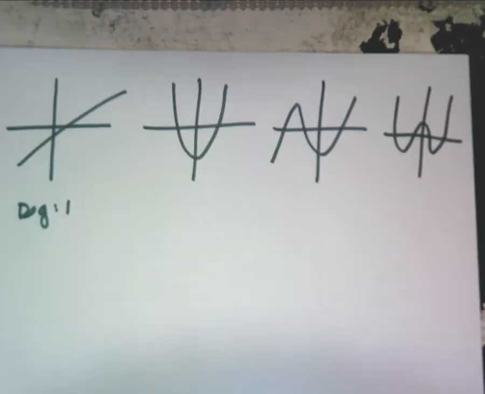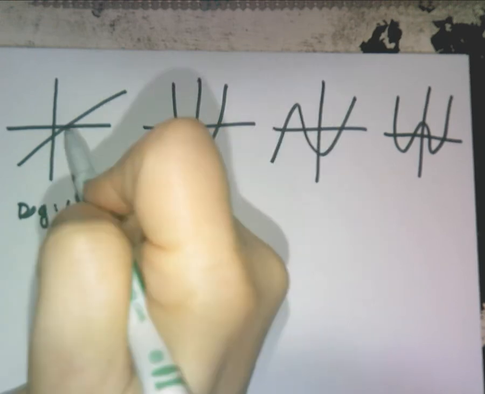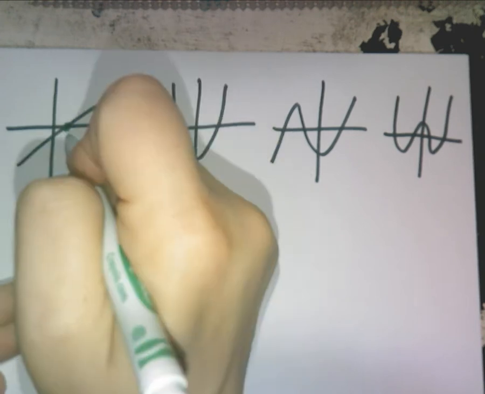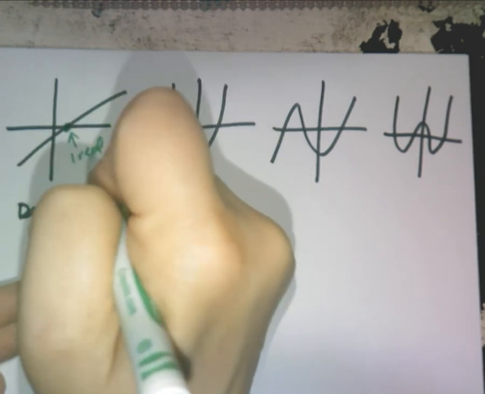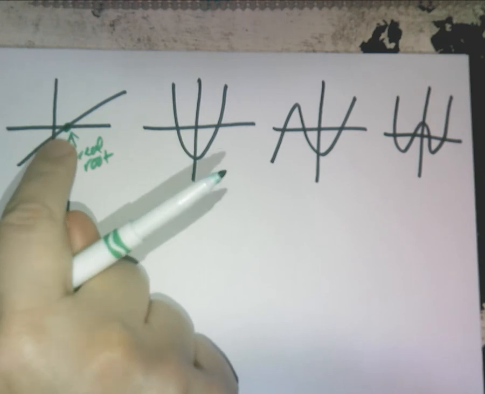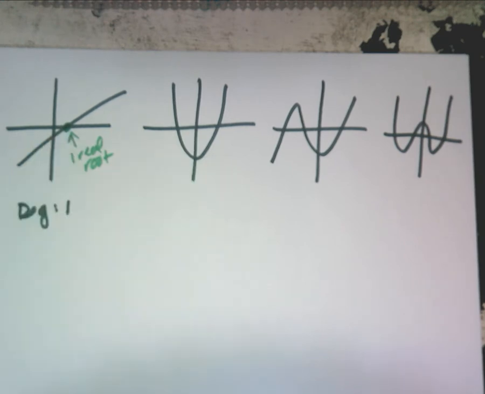Now, it's crossing the x-axis at one point. Do you all agree? Okay. That is called one real root. Where it crosses the x-axis is a real number. Could be 2, could be square root of 2. It could be anything like that. It's going to be a real root.